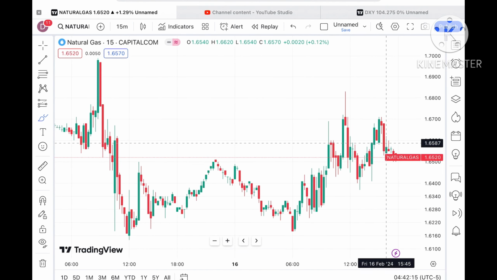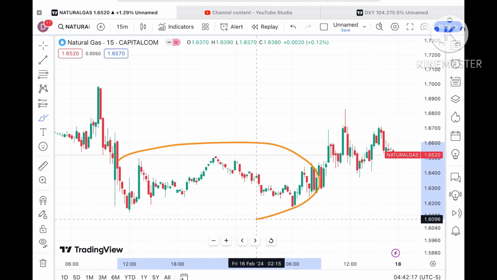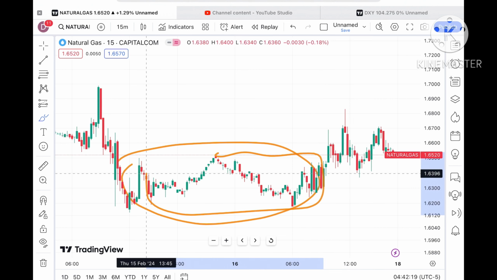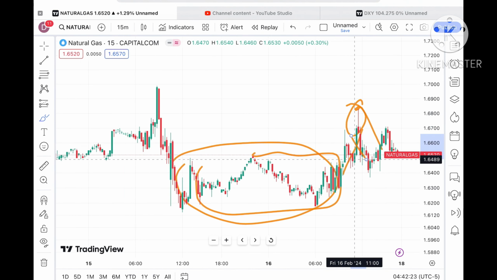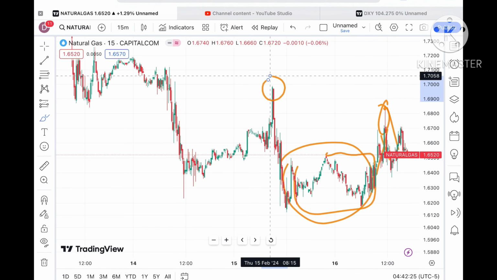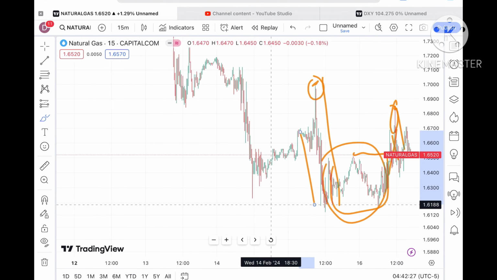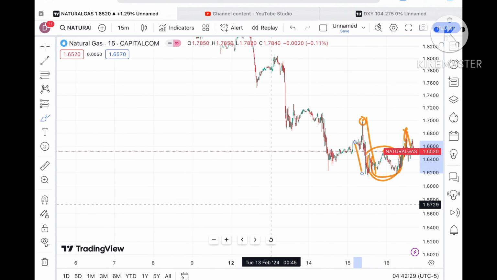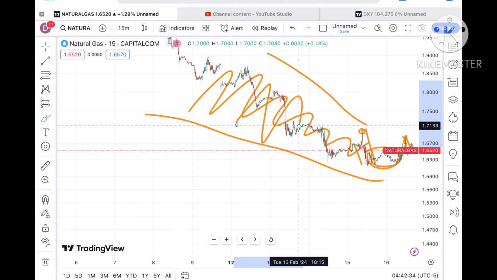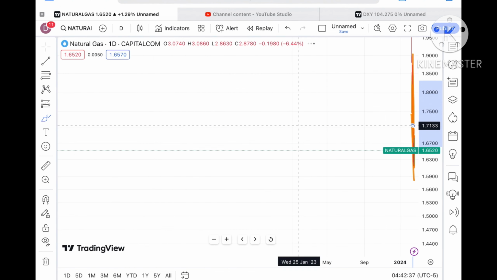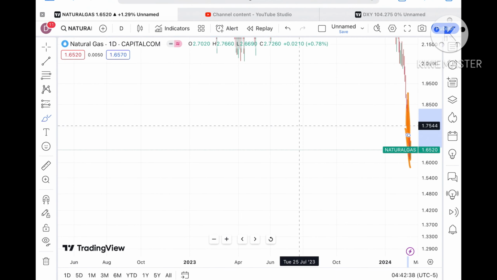Now looking at the 15 minutes chart, you will understand how the price of natural gas is moving on a day-wise basis. There is volatility, and when the range bound breaks, we have seen an upside. After making a high there is a fall, which we have seen mostly. If you look at this particular trend, the overall trend is downside, but on the 15 minutes chart we have seen good volatility.